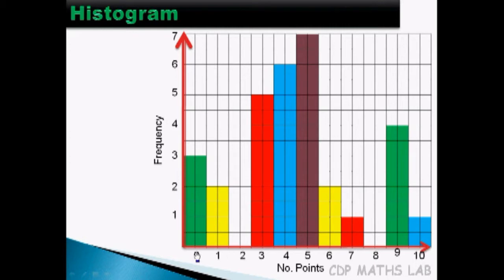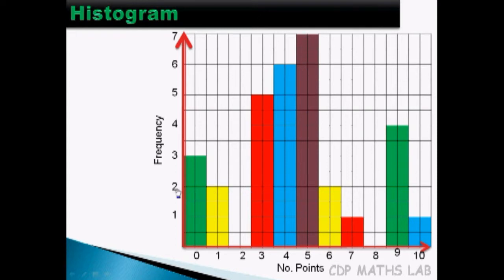Now note, how many teams got 0 points? 3 teams. Good. How many teams got 1 point? 2 teams. And how many teams got 2? None. So of course that's why you have a space right there. So that would have been 0. How many teams got 3 points? 5. How many teams got 4 points? 6. How many teams got 5 points? 7.